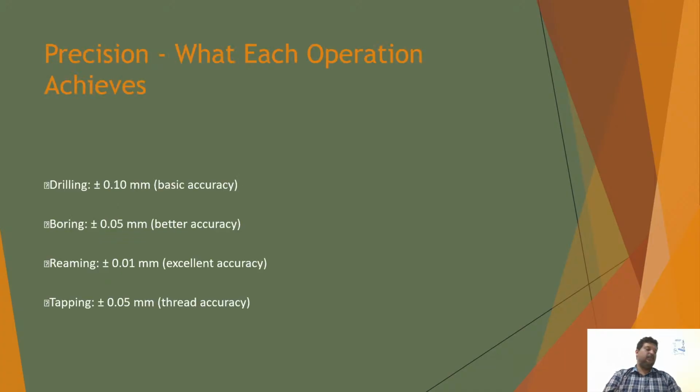How much precision do we get in each operation? In drilling, the base accuracy will be plus or minus 0.1, that is 100 microns. In boring, we get 50 microns. In reaming, we get 10 microns. And in tapping, we get another 50 microns or more.